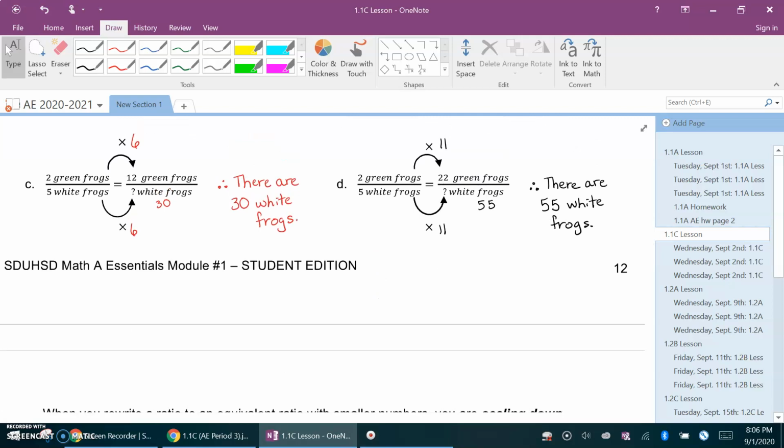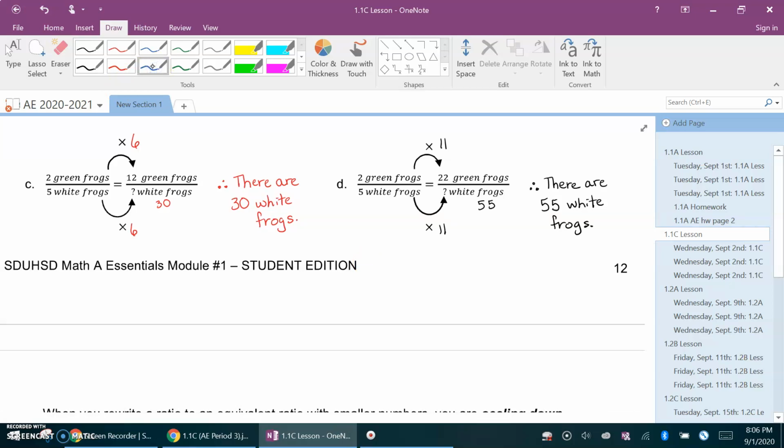So on C, we need to multiply by 6. So if we multiply 5 by 6, it's going to give us 30. So it means that there are 30 white frogs. And on D, we're going to multiply by 11. So 5 times 11 gives us 55 white frogs.